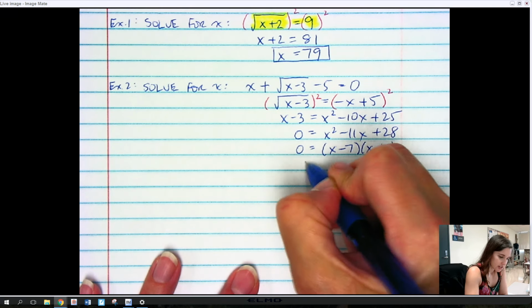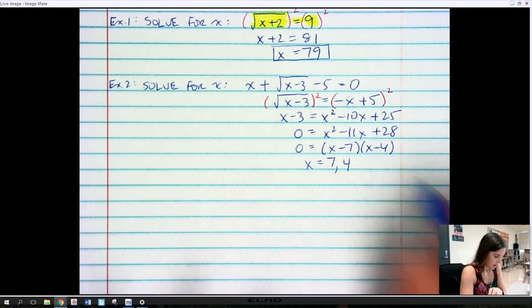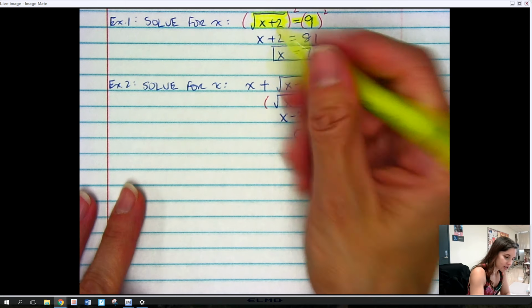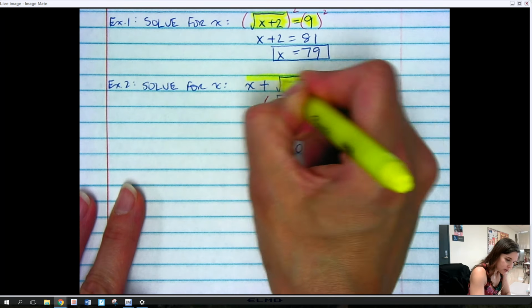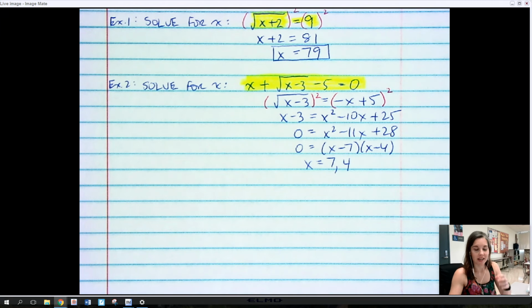If I solve this first one, I would get 7. Solve the second one, I would get 4. But again, before I box my answer, I've got to check. And again, you're going to check in the original equation, when you have done nothing to it yet. So let's go ahead and check that out.